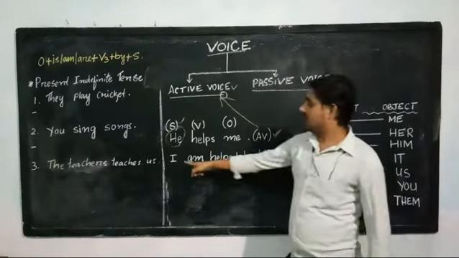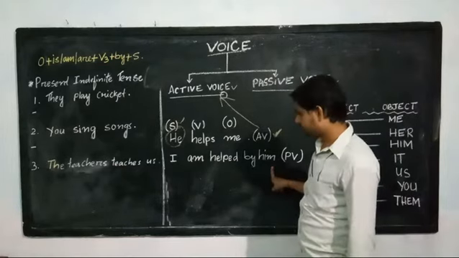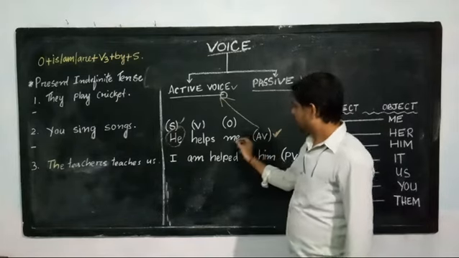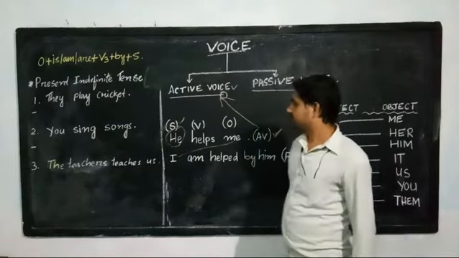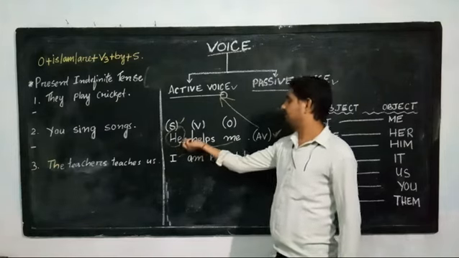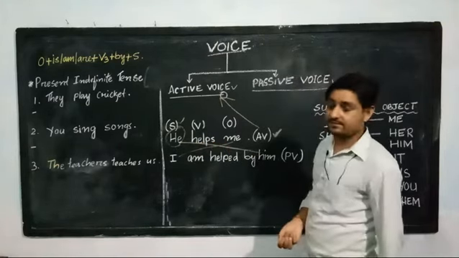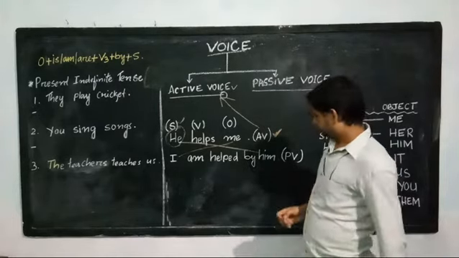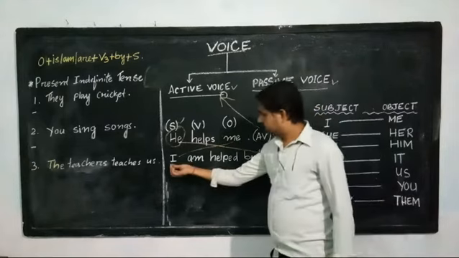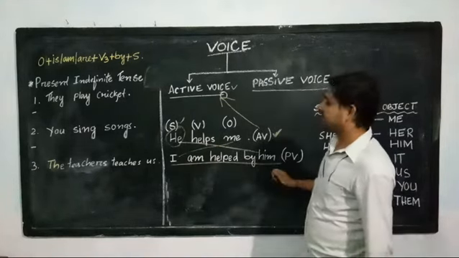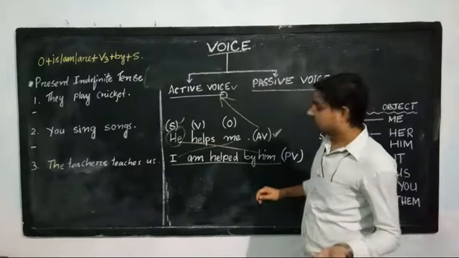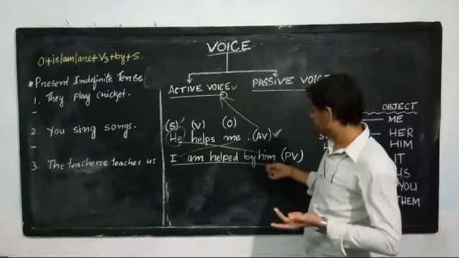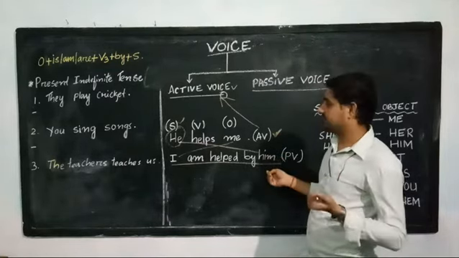I am helped by him. Here the object becomes the subject, and the subject in the active voice becomes the object in the passive voice. They interchange their positions. And this is in passive voice because something is done to the subject.